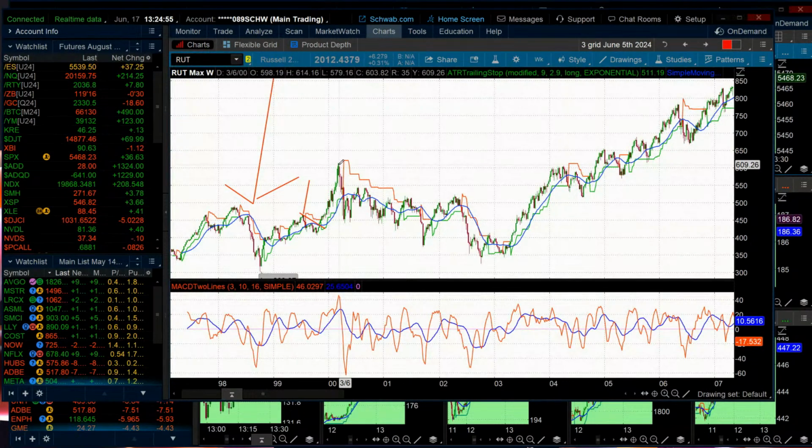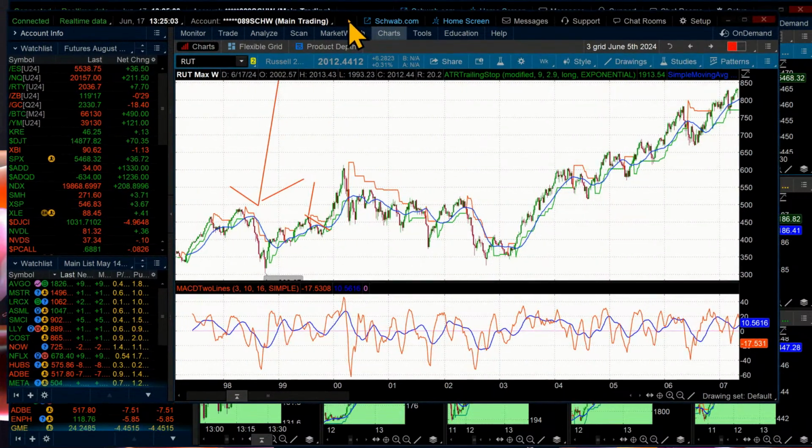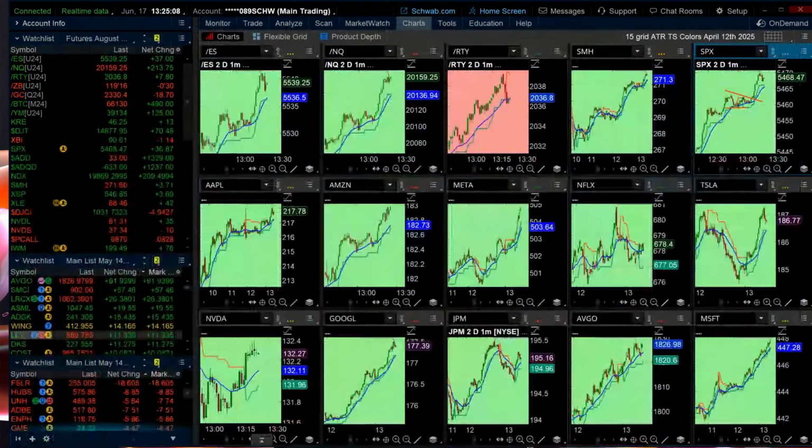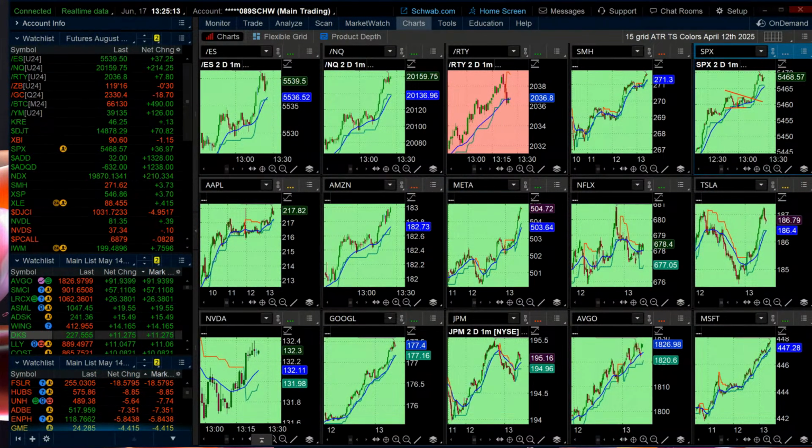Right there, March of 2000. So the laggards caught up. So when the laggards catch up, that's usually a sign of the top, not the other way around. So just want to make that clear. So that's basically how we're trading.